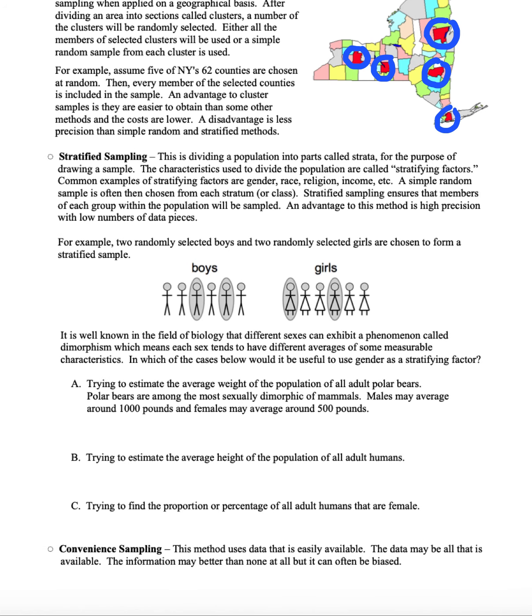Stratified sampling is dividing a population into parts called strata for the purposes of drawing a sample. The characteristics used to divide the population are called the stratifying factors. Common examples could be gender, race, religion, income, etc. A simple random sample is often chosen from each stratum or class. Stratified sampling ensures that members of each group within the population will be sampled. An advantage is high precision with low numbers of data pieces.